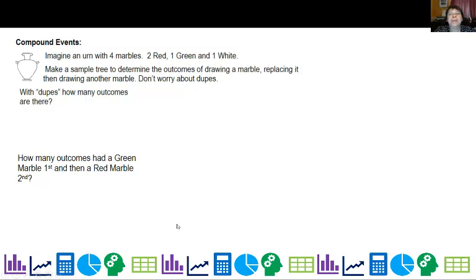So we're going to be looking at independent and dependent events today, and we're going to start with compound events, which is basically more than one event happening. And one good way of looking at these is to make a tree diagram. I sometimes say a sample tree.